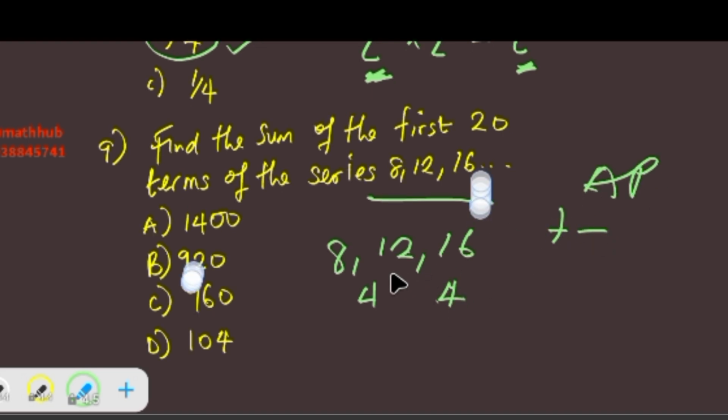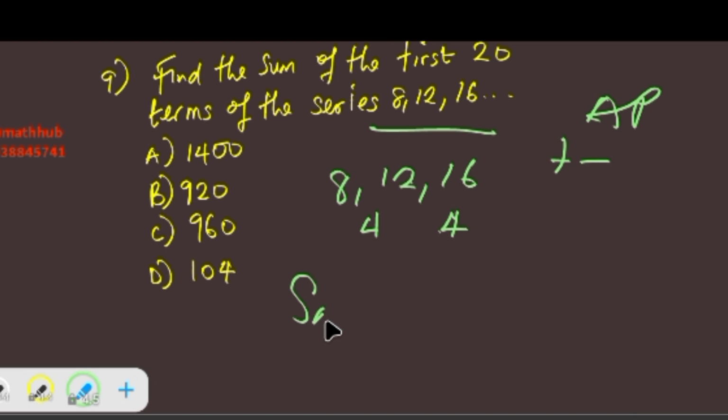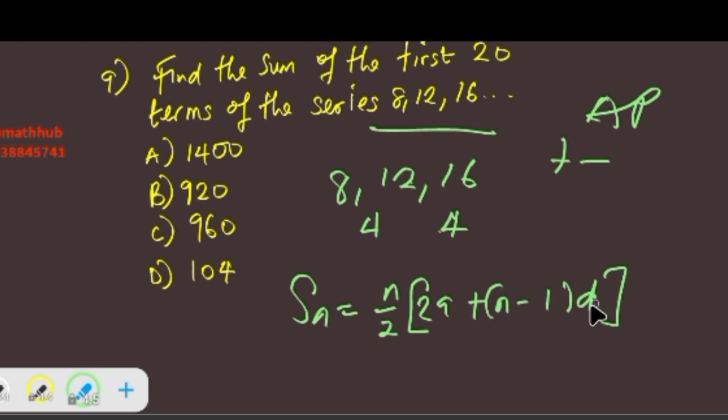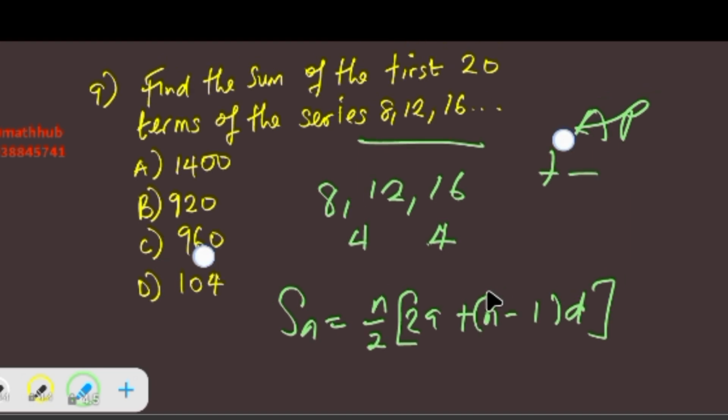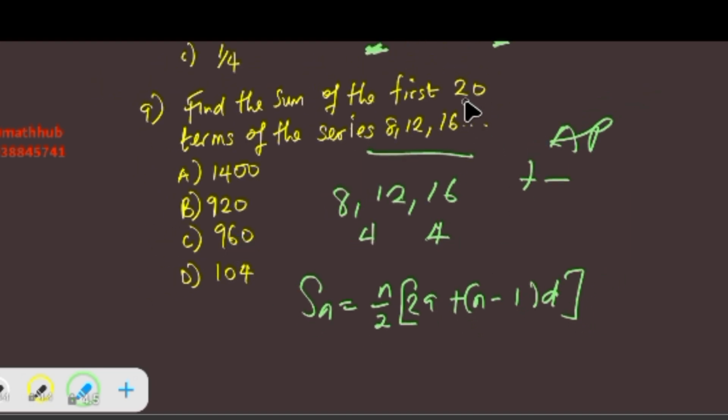So what is the sum of an AP? Sum of AP is Sn equals n over 2 times bracket 2a plus n minus 1 bracket d. D is the common difference. Common difference in this question is 12 minus 8, which is 4, or just do 16 minus 12, which is 4. Any one you like. N here is the number of terms. Number of terms that you're adding. That is 20 terms. You can see it from here. So n is 20, d is 4.